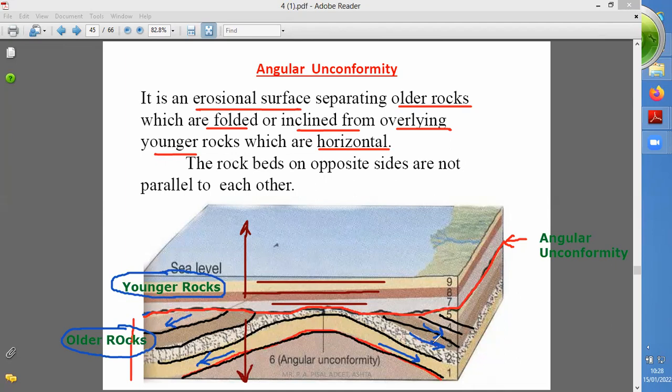Okay, the opposite sides, top side younger and bottom side older rocks, are not parallel to each other, because the younger rocks which are present above the unconformity are horizontal in direction, and the older rocks which are present below the unconformity are inclined. That's why both opposite side rocks are not parallel to each other. So such a type of unconformity is considered an angular unconformity.